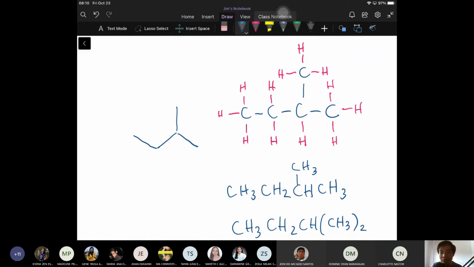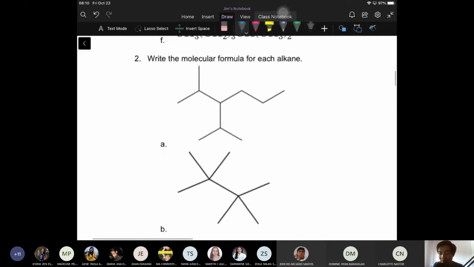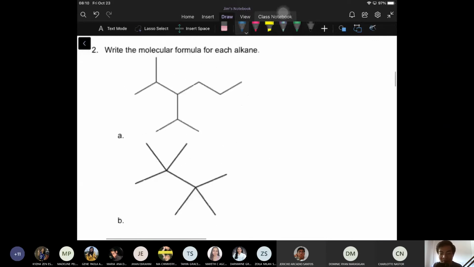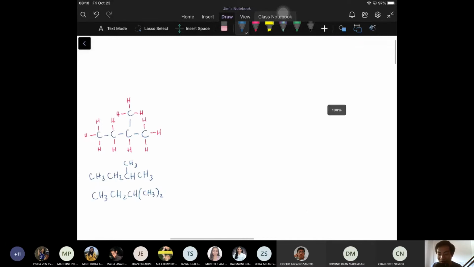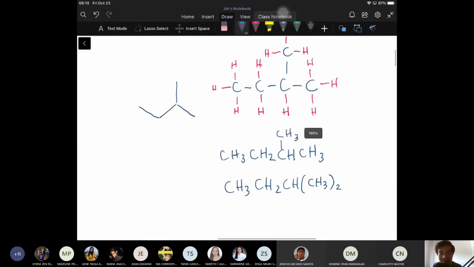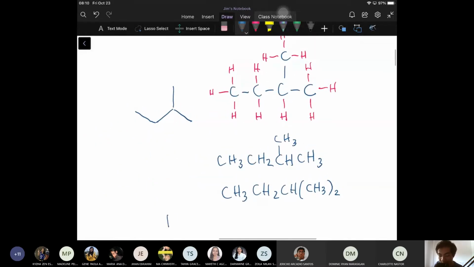Okay, so we'll work with some more exercises, syempre. Sa worksheet nyo, sasagutan natin yan. Okay. By the way, bago tayo pumunta dyan, alamin natin yung molecular formula.